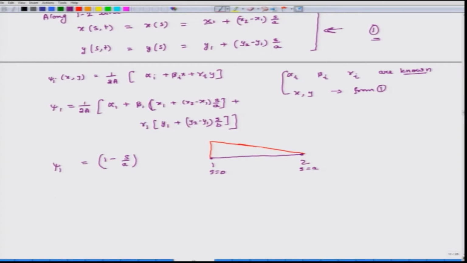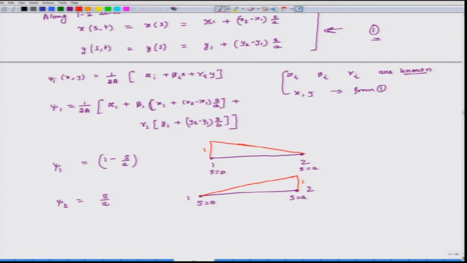For psi 2, we use the same method, we will find that it equals S by A. So, for psi 2 again, S is equal to 0, this is node 1, this is node 2, here S is equal to A. How does psi 2 behave? It goes like this. So, this is 1.